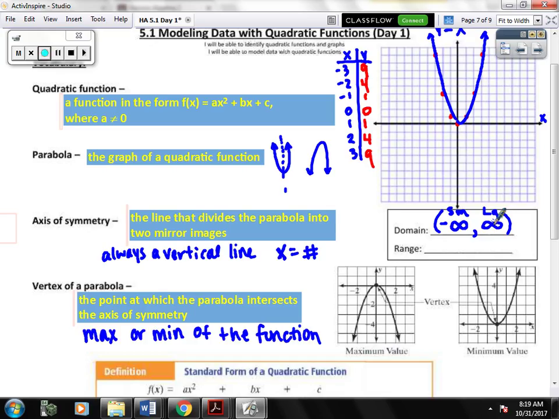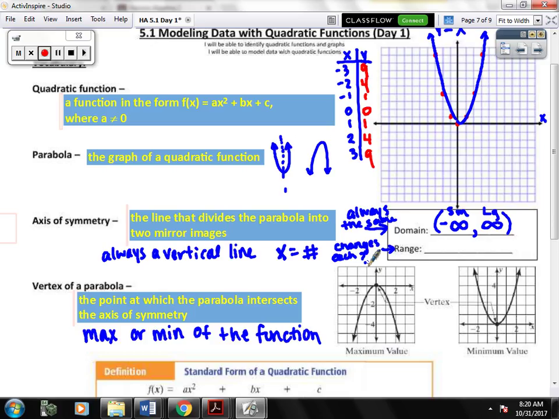Now, the range, and I should tell you, for quadratics, the domain is always going to be the same because the arrows are always going to be going out forever and ever and ever. So anytime I ask you for the domain of this function, it's going to be all real numbers, negative infinity to positive infinity. The range is going to change with each question.